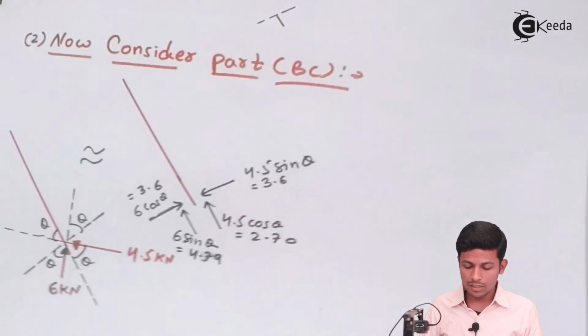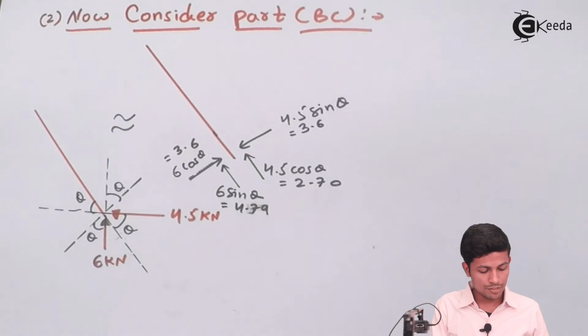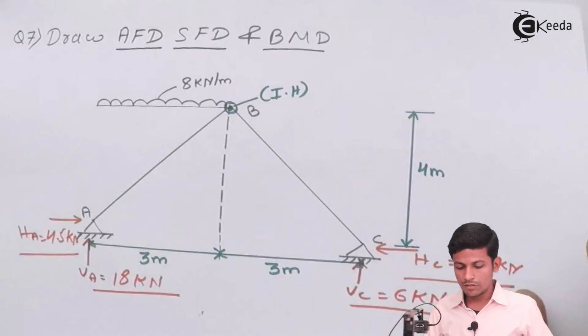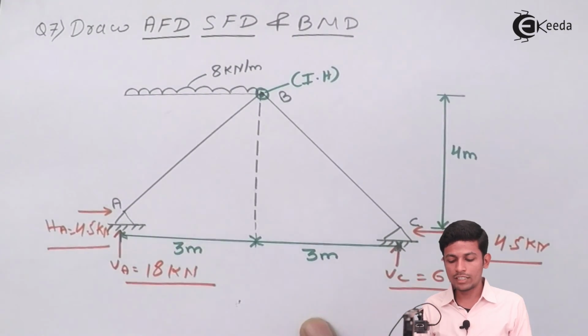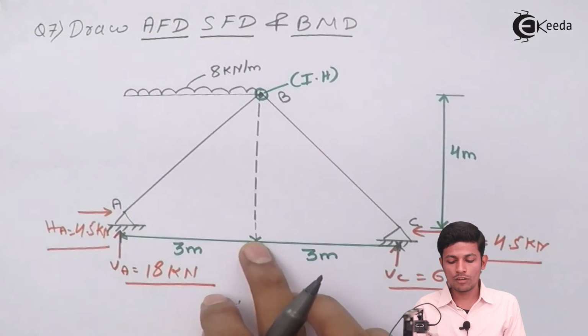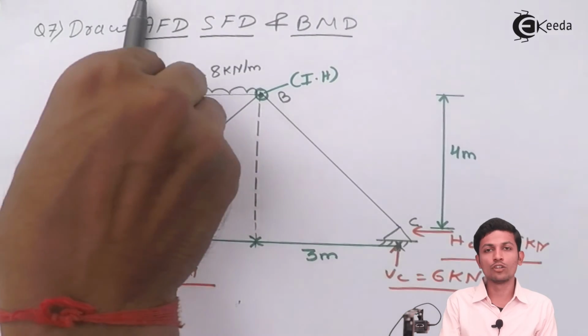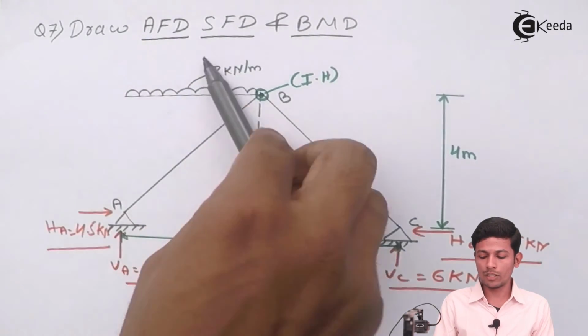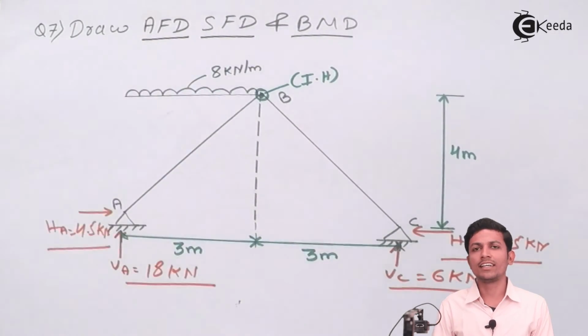Now see, we have done with this part. We have done this question. Now draw the AFD, SFD of this member. In the exam you have to ask for UDL over here also. And when the UDL is here, apply the second case.